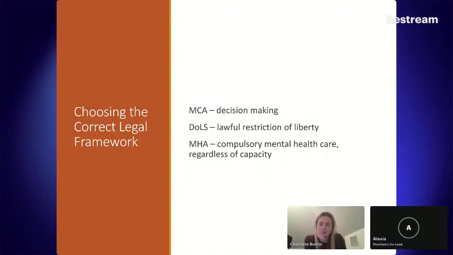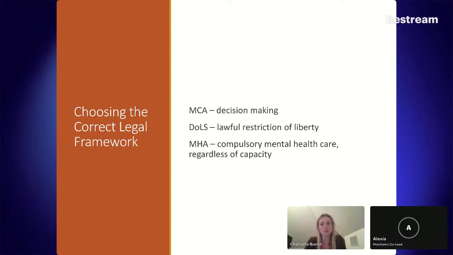So choosing the correct legal framework can seem a bit complicated at times. There is some overlap between these things. As we've talked about today, if somebody lacks capacity to make decisions about their mental health care, they're believed to have a mental disorder, and usually the Mental Health Act would be the most appropriate legal framework to treat that. The Mental Capacity Act is often used more in terms of physical health, and in the context of mental health, it is used, again, with physical health.